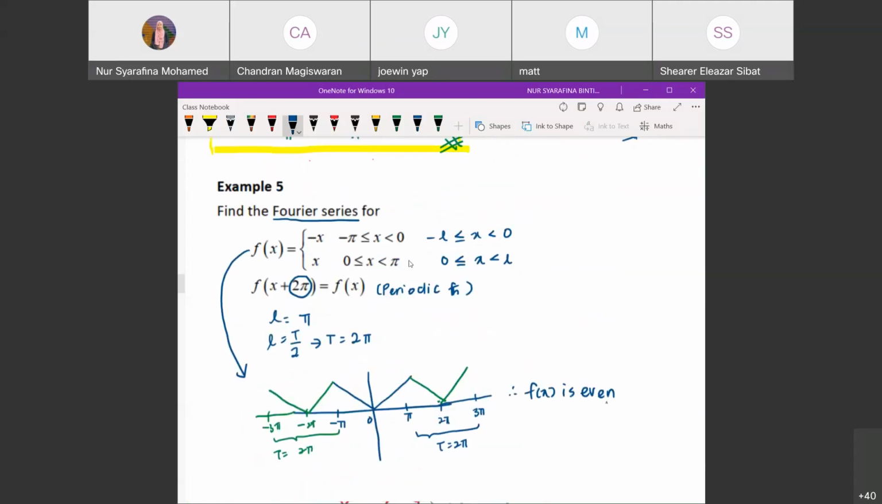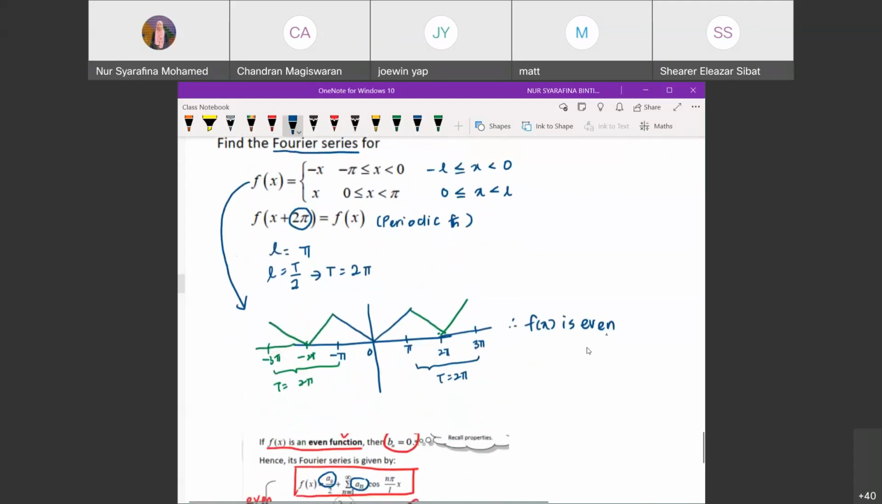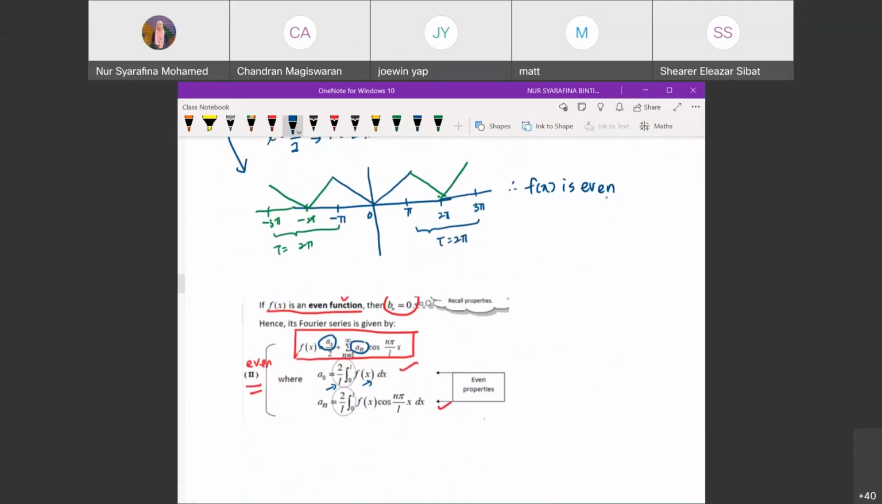We have done with identifying the value of L, identifying T, and then the type of function, and then deciding which case. Then you can integrate. Once you find your a0 and an, just substitute and you can get your Fourier series. Is that clear, guys? All right, so I think we can stop here just now.